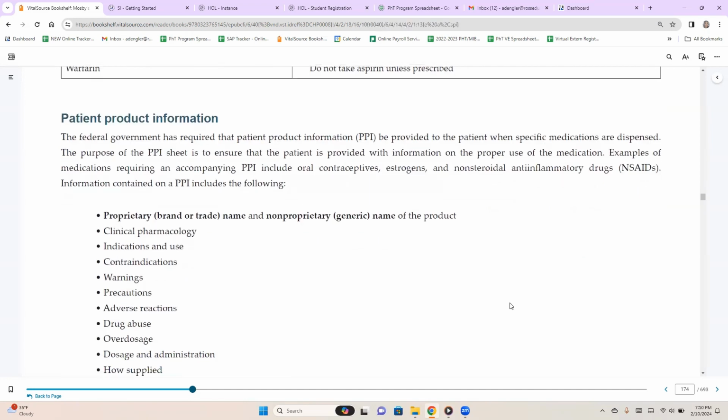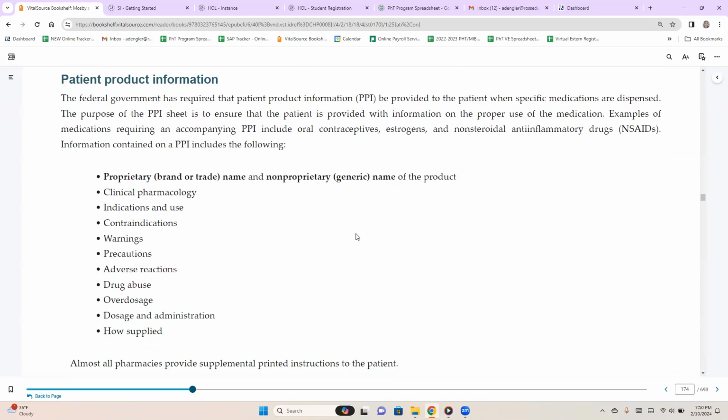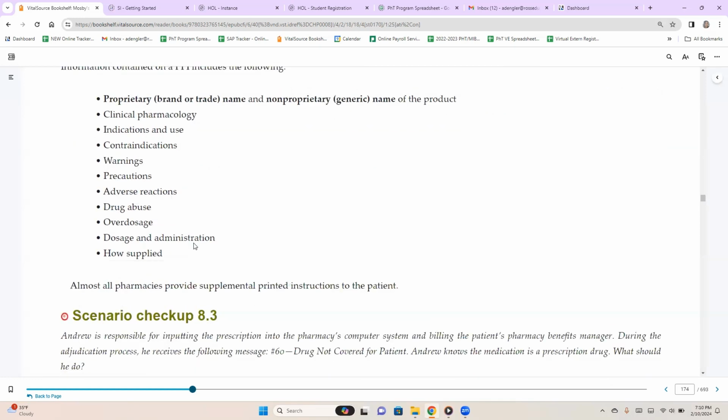The federal government does require that the patient product information be provided to the patient when specific medications are dispensed. The purpose of this is to ensure that the patient is provided with information on the proper use of the medication. An example of this is some oral contraceptives, estrogens, and non-steroidal anti-inflammatory drugs, NSAIDs. So if you ever got a prescription for like ibuprofen, you might see a little white piece of paper, like regular computer paper, attached to the bag, and that's what this is. And it gives all this information.